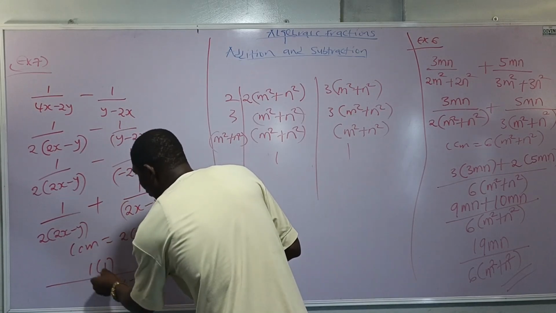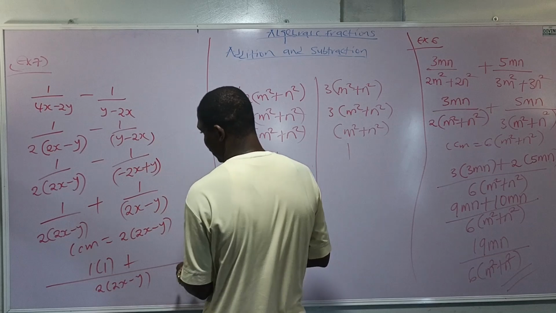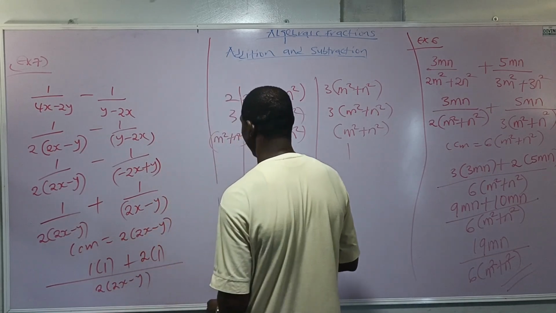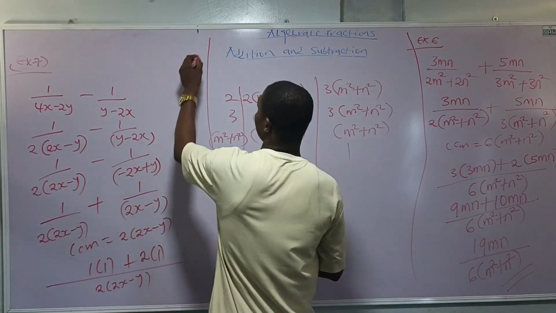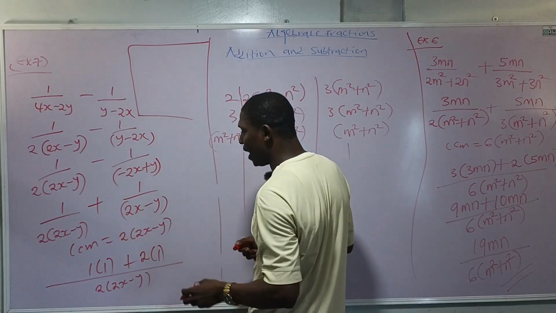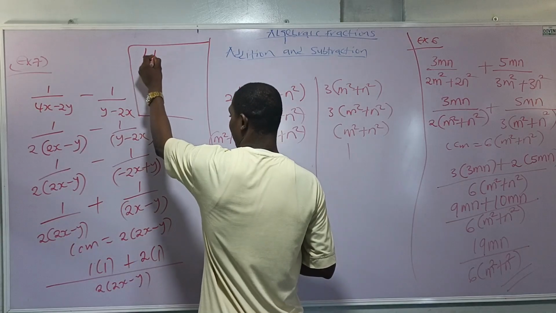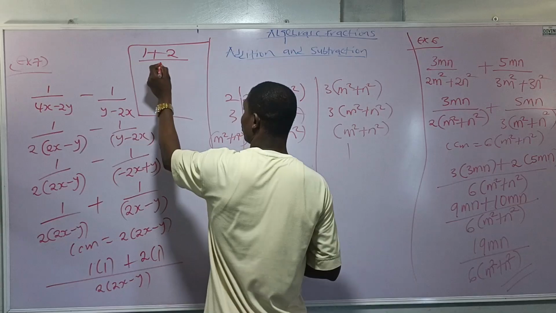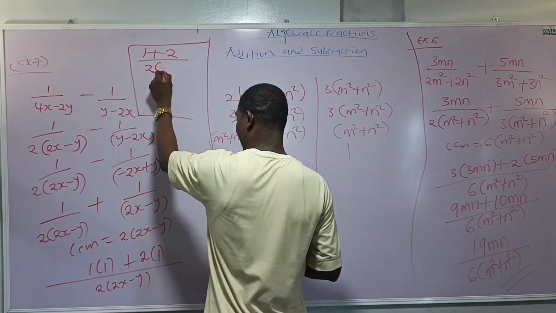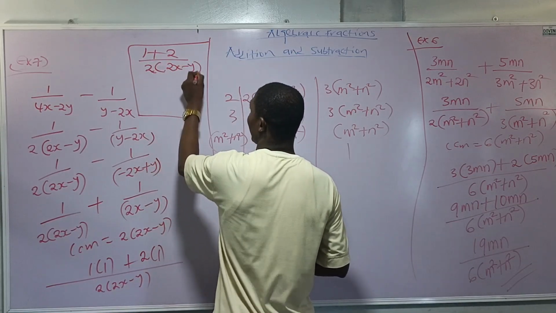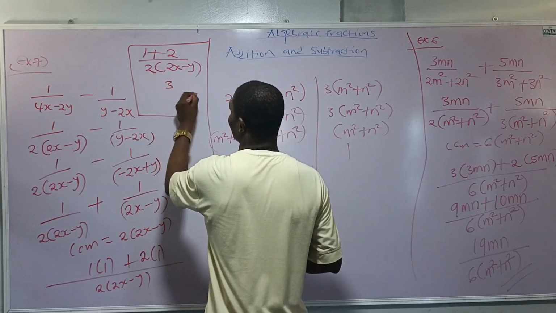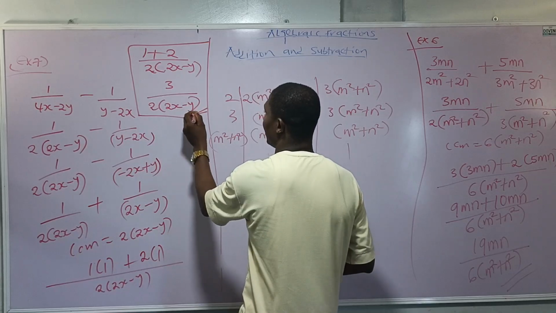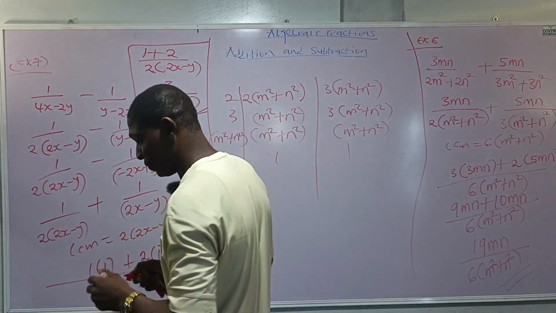And I'll have 1 bracket 1 plus. If this divides this, I'll have 2 left. And I'll have bracket what? 1. And I can simply have 1 times 1 to give me 1, plus 2 times 1 to give me 2, all over 2 brackets 2x minus y. 1 plus 2 is what? 3 all over 2 bracket 2x minus y as my final answer.